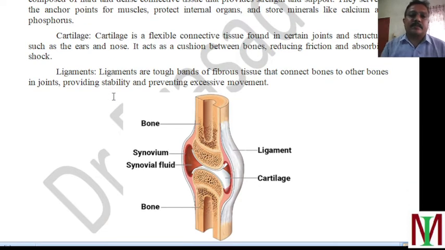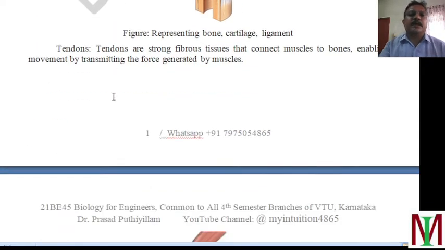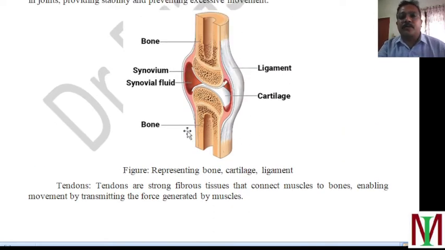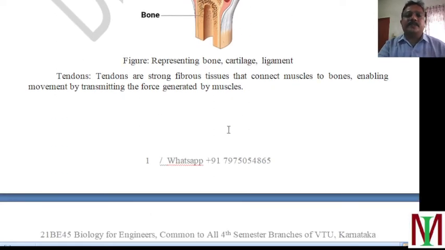Ligaments are tough bands of fibrous tissue that connect bone to other bones in joints, providing stability and preventing excessive movement. No complication. Tendons are the strong fibrous tissue that connect muscles to bone. So ligaments are the ones which connect bone to bone. Tendons are fibrous tissue which connect muscle to bones, enabling movement by transmitting the force generated by the muscle.